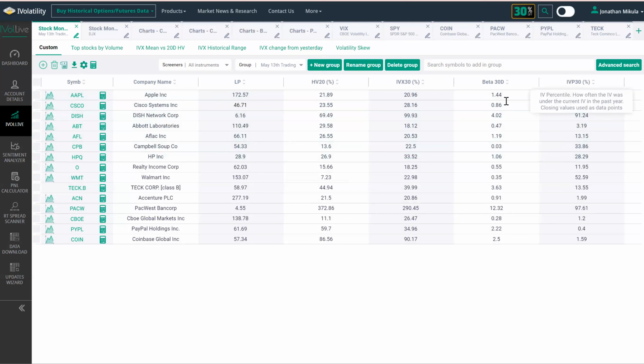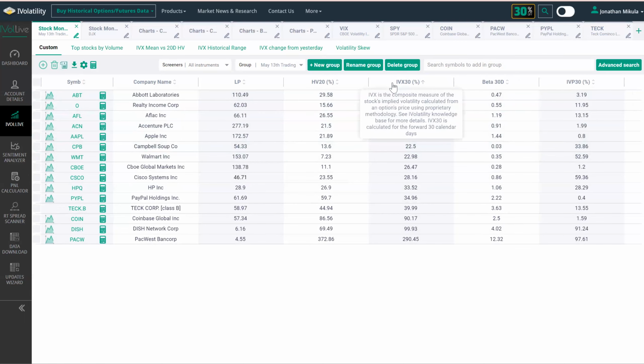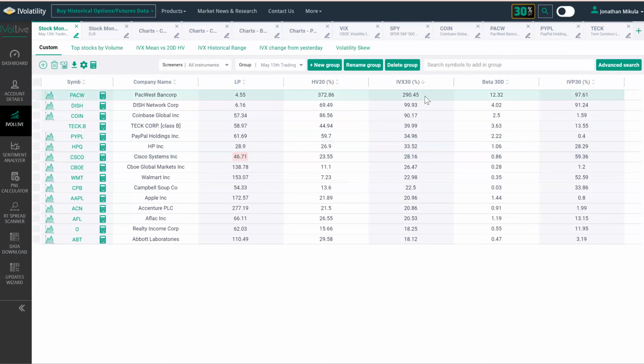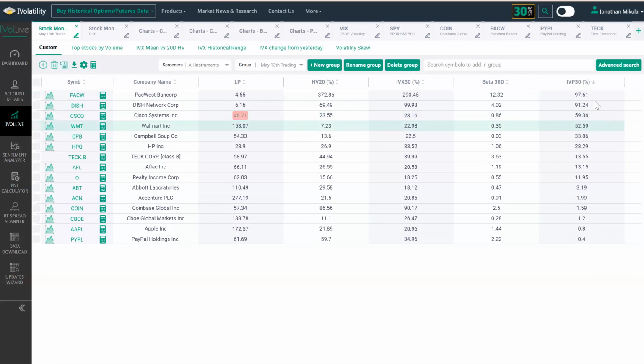Because now I could say, well, who's trading from this list with the highest absolute implied volatility, which of course, no surprise, is PacWest. But then I can also say, who's trading at a historically high range of their implied volatility? Here, the higher the number, the bigger an outlier it is. So I could see PacWest, Dish, and Cisco are our top 3 trading outside of their historical range.